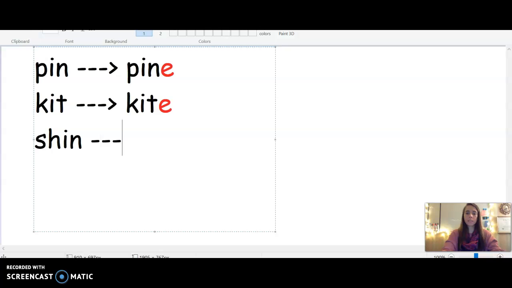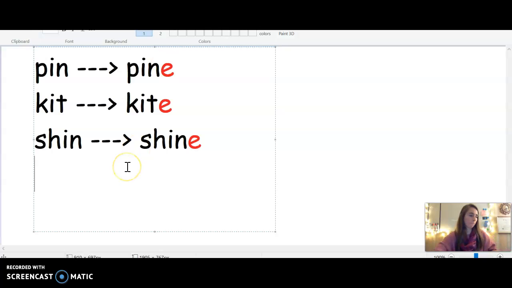Shin. Say shin. Go ahead and point to your knee. That's your shin. When we add our magic E to shin, the I turns from short I to long I. Shine. So shin turns to shine.